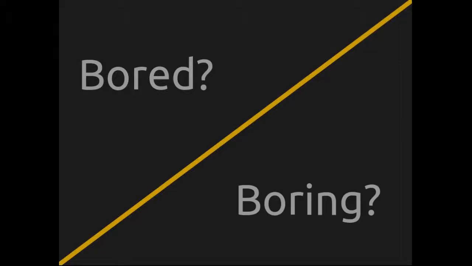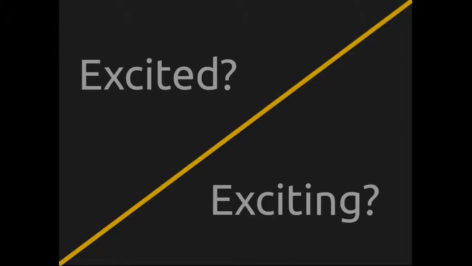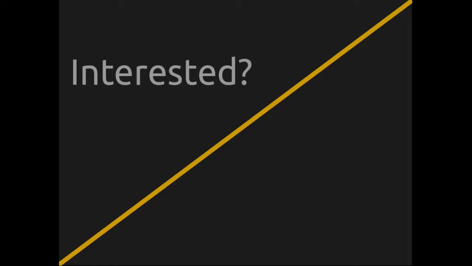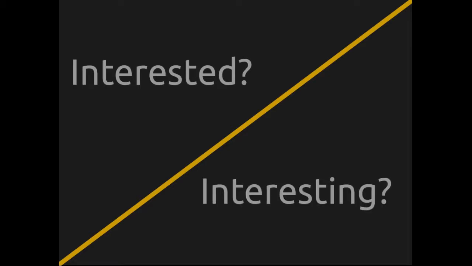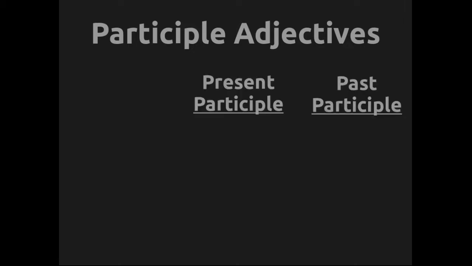Bored or boring? Excited or exciting? Interested or interesting? This video is about participle adjectives. A participle is a word that comes from a verb, but it has different functions. There are two types of participles. We have present participles and past participles.